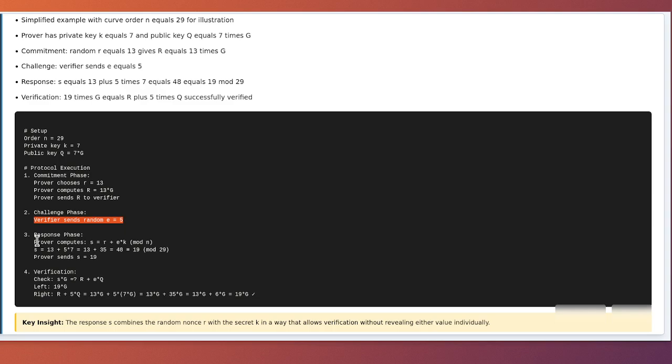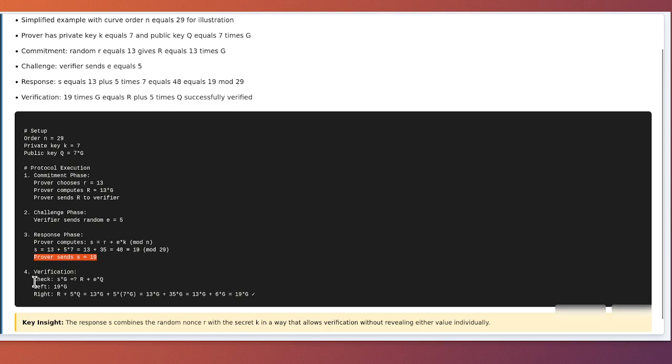Response phase. Now the prover uses their secret knowledge to compute the response. They calculate s equals r plus e times k, all modulo n. Substituting our values, s equals 13 plus 5 times 7, modulo 29. Let's compute this. 5 times 7 equals 35. So s equals 13 plus 35, which equals 48. Now we reduce 48 modulo 29, which equals 19, because 48 minus 29 equals 19. Therefore s equals 19. The prover sends s equals 19 to the verifier.